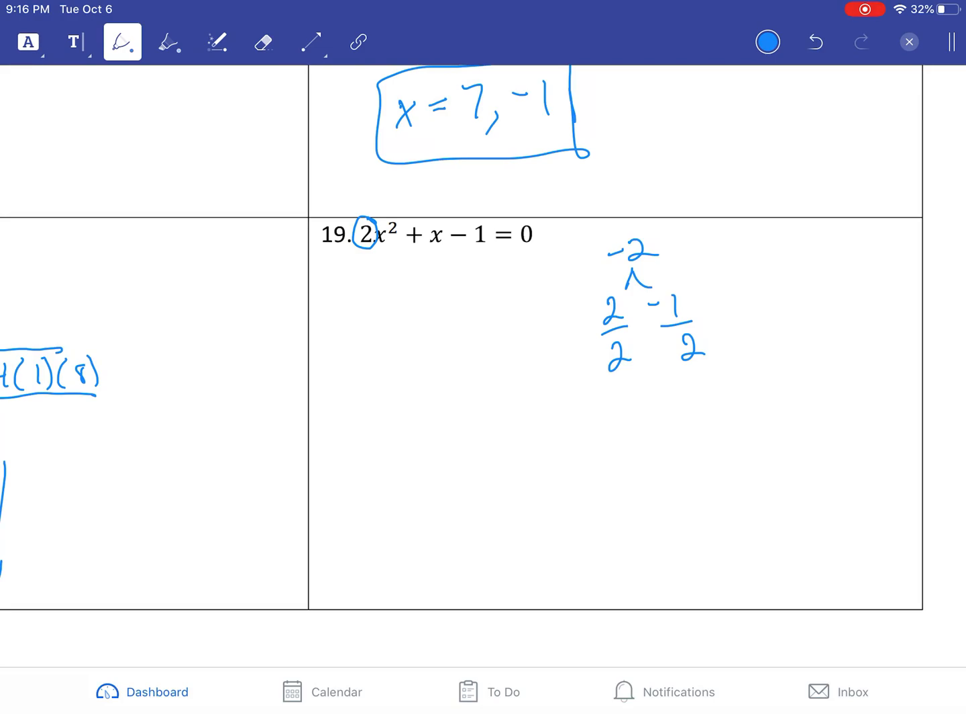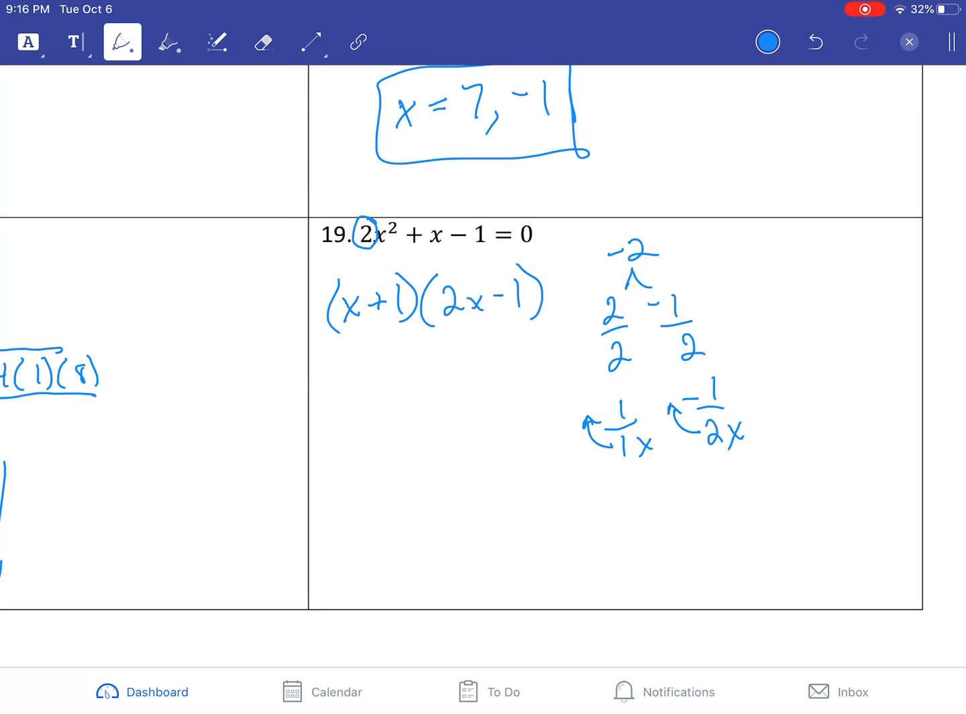We can then reduce this. So 2 over 2 is 1 over 1. And then negative 1 over 2 does not get reduced, so it's just negative 1 over 2. You put an x in the bottoms and bring the bottoms to the top to make your factors. So you have x plus 1 for the first one, and 2x minus 1 for the second one. So those are our factors.